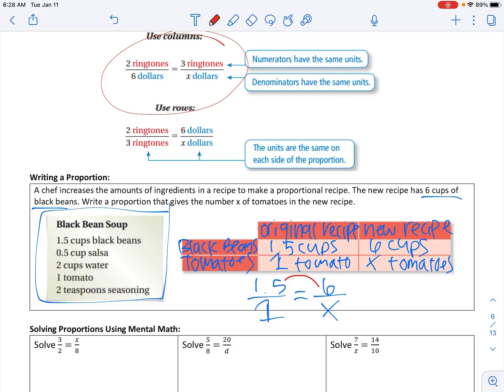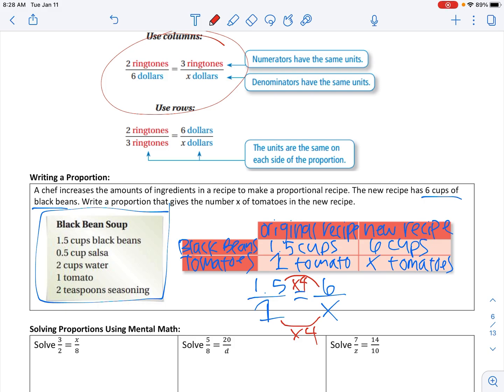Okay, and we're going to multiply by 4. 1.5 times 4 is 6. If you weren't sure, all you had to do was 6 divided by 1.5 to figure out that it was 4. So we're multiplying by 4. Just like a fraction, whatever we do to the top or the bottom, we have to do to the other one. So on the bottom, we're going to multiply by 4 as well.